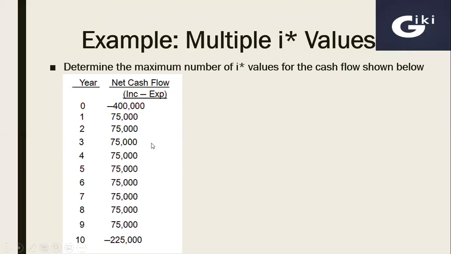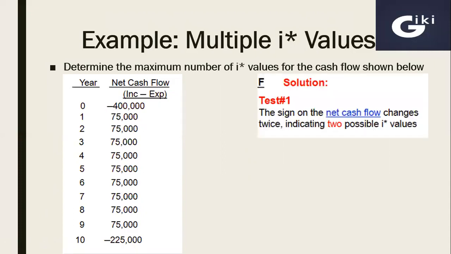So if we see how many sign changes there are, negative to positive and then again positive to negative, we have two sign changes. Now we can calculate the cumulative net cash flow as well. So test number 1 says the sign on the net cash flow changes twice, indicating two possible ROR values. This is Descartes' rule of signs. We just need to calculate the number of sign changes.